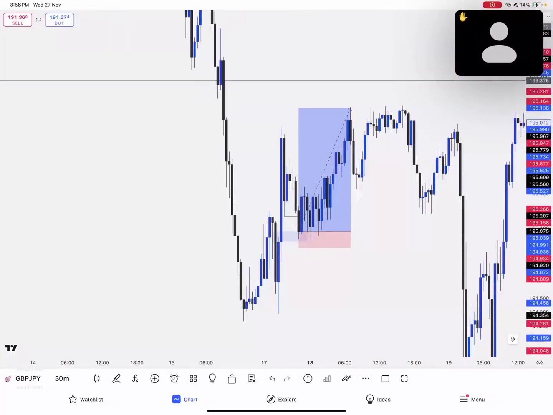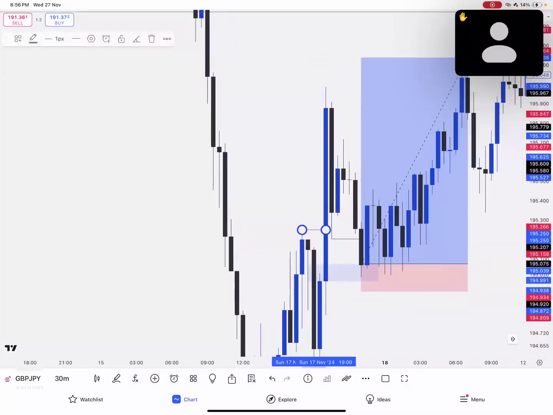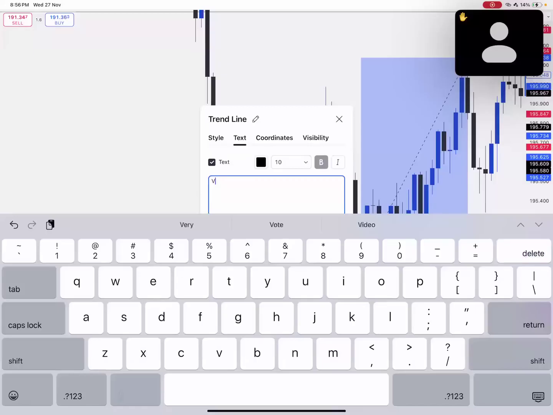This is a clear example. The market did a structure shift, a break of structure here. This was a break of structure to the upside. This last high, the market broke the structure here. So this was a what? Break of structure to the upside.